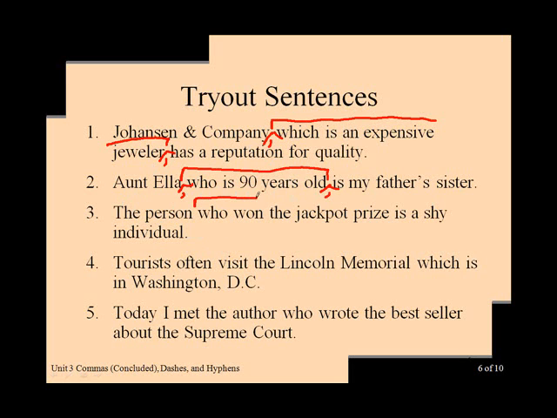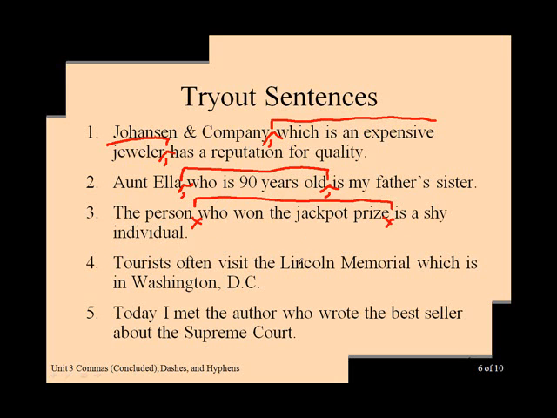The person who won the jackpot prize is a shy individual. We have who, so we have to question it. The person is a shy individual. That's not quite the same as what we're talking about. We're not just talking about any person. It's limiting it so that when we say who won the jackpot prize, we know who we're talking about. Therefore, we would not put commas because this clause is essential to the meaning of the sentence.